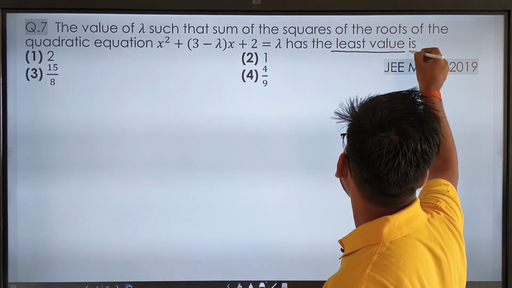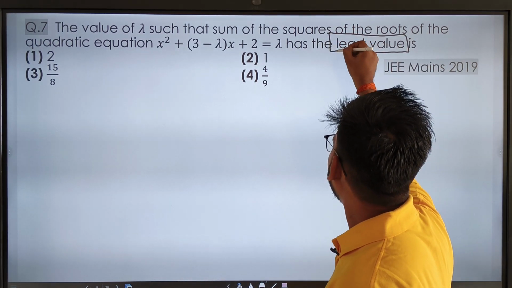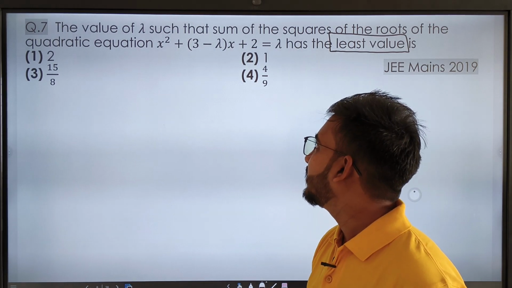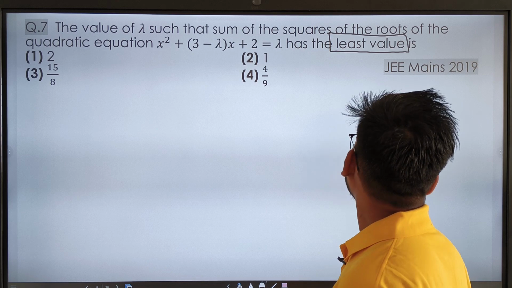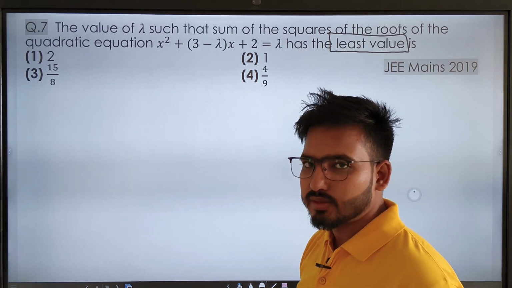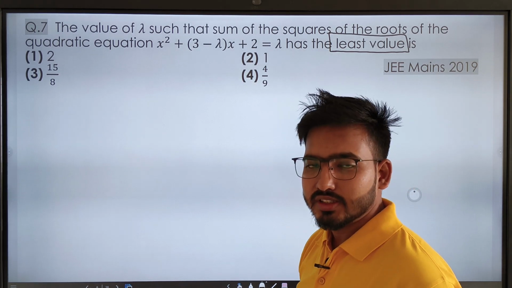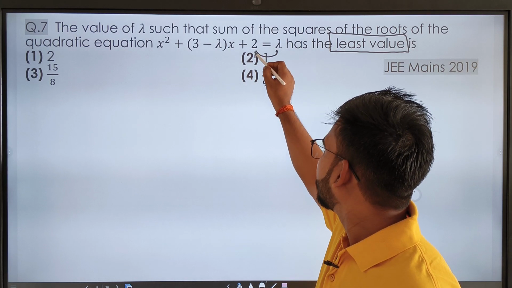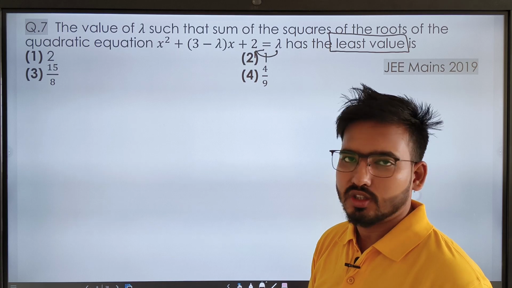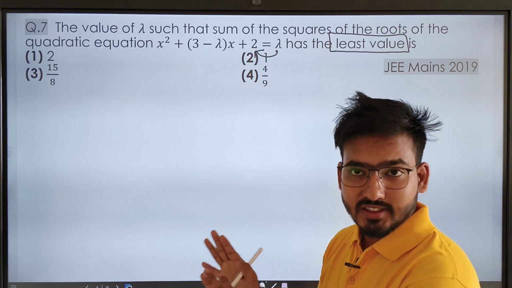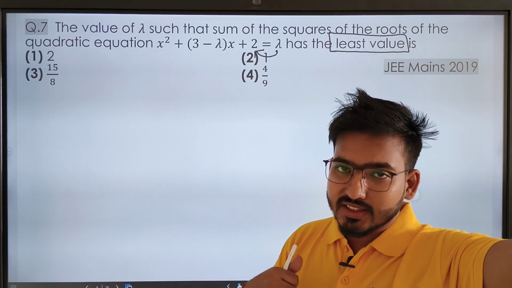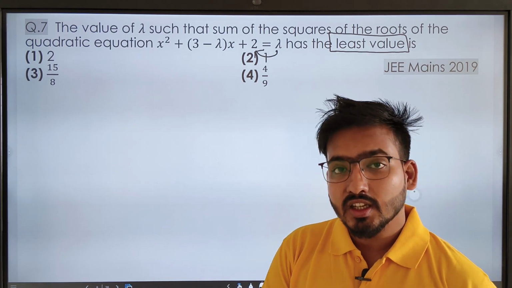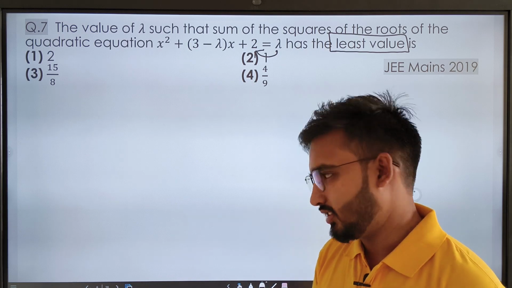So I think least value and minimum value, they are simply same. And again you need to write down this in the standard form. How? Just move this lambda on this side and again try to solve. I think it is quite similar problem which we have discussed earlier in this current quadratic equation PYQ series.